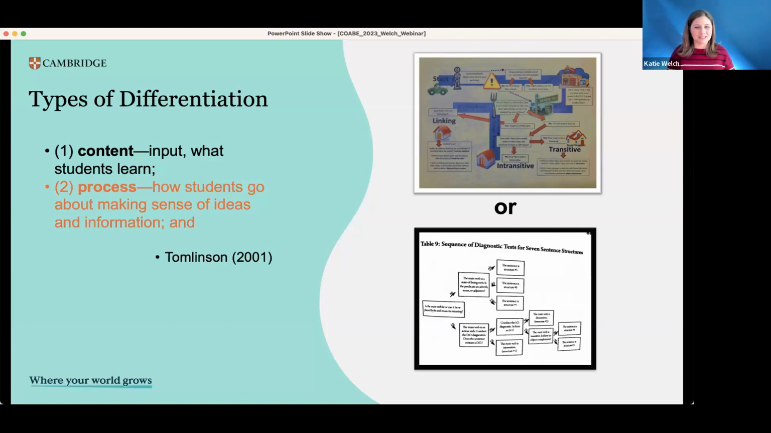It's kind of yes, no questions that students could follow, trying to figure out what type of verbs they were looking for. And so this is a way to differentiate process, how they go about making sense of information.